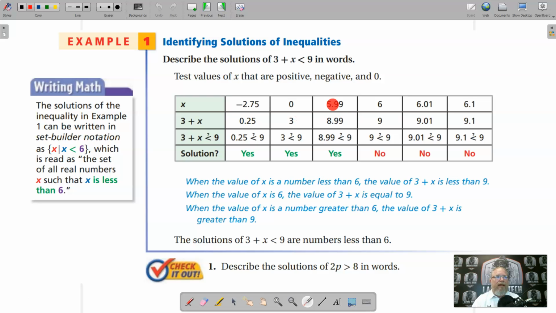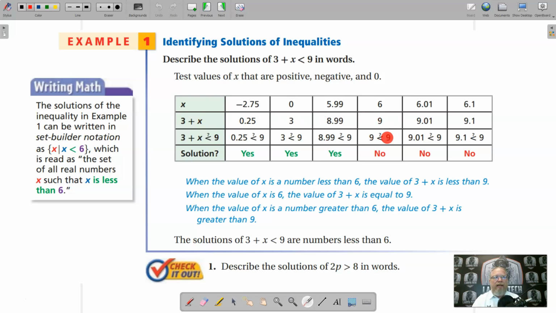Next, we have 5.99. If we plug that in, 3 plus 5.99, well, 3 plus 5 is 8, and we have that 0.99 still. So we ask ourselves, is 8.99 less than 9? Indeed, that is true also. So 5.99 would also be a solution to this inequality. Next we have 6. If we plug that in, 3 plus 6, that equals 9.